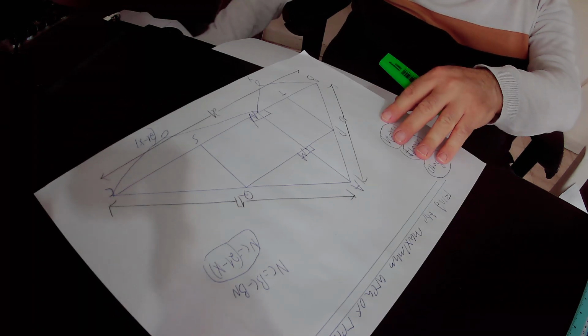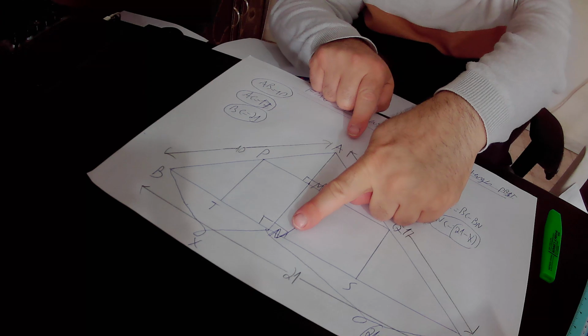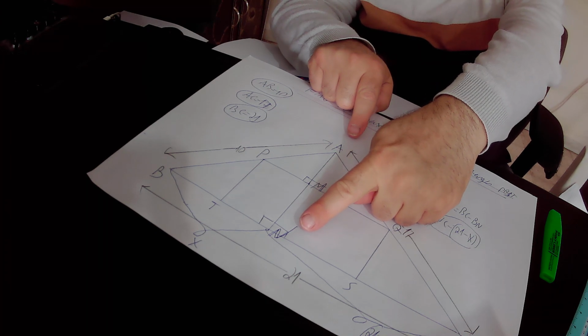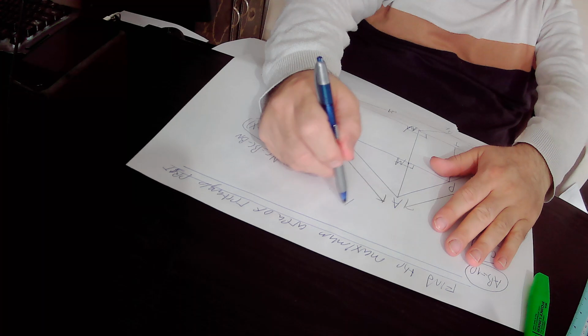So actually, segment AN equals 8 units in length. So I write it down here: AN equals 8.